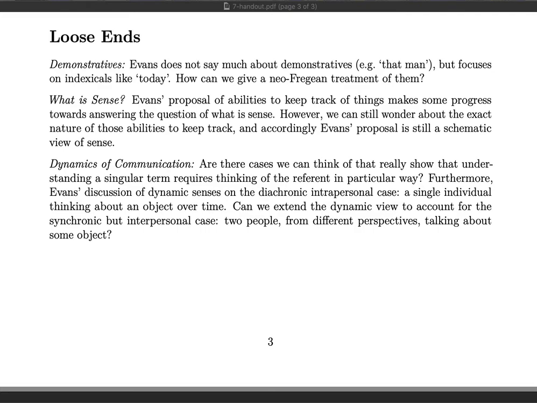So the first loose end has to do with demonstratives. In his paper, Evans does not say much about demonstratives, for instance, the word "that man." Instead, Evans focuses on indexicals like the word "today," or "I." And this is, I'm sure, partly because these are the ones that Perry is focused on. So that means we should wonder how we can give a neo-Fregean treatment of demonstratives? And in fact, we'll see that in the next lecture.